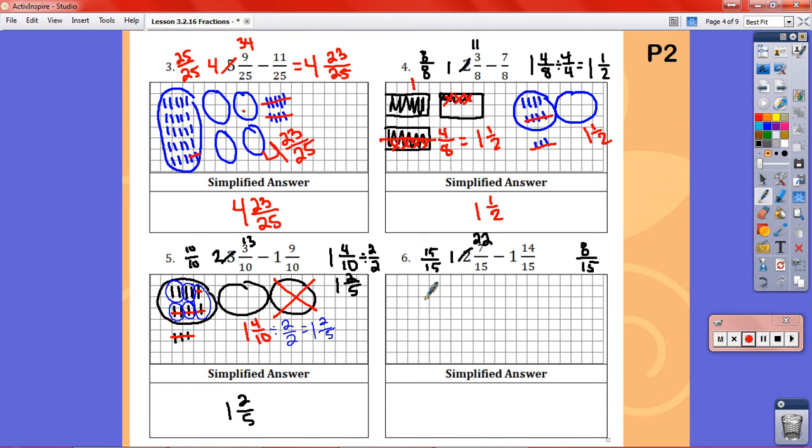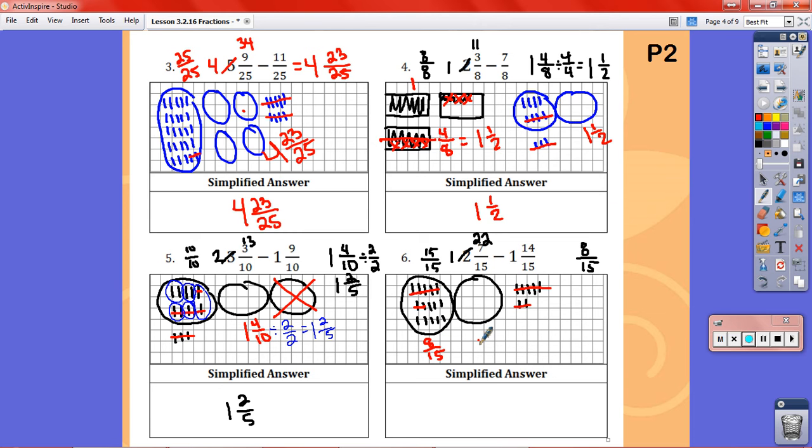Let's show a picture. So we have 2 and 7/15. So 1, 2, 3, 4, 5, 6, 7, 8, 9, 10, 11, 12, 13, 14, 15. That's a whole. We have 2 wholes. And then we have 1, 2, 3, 4, 5, 6, 7 15ths. Take away 14/15. So what I'm left with is 1, 2, 3, 4, 5, 6, 7, 8 15ths, I'm sorry, 8/15.